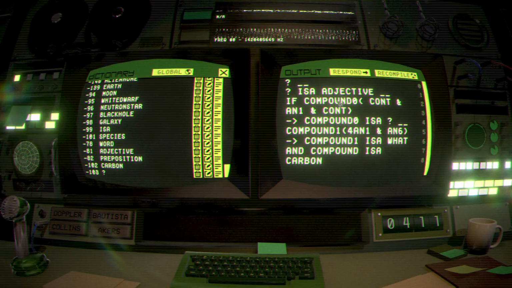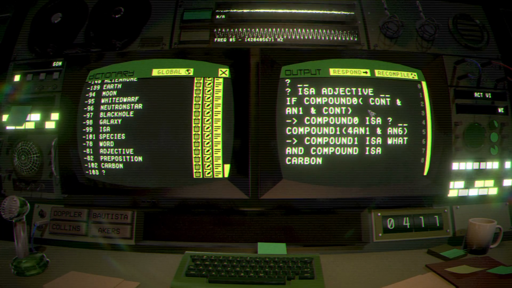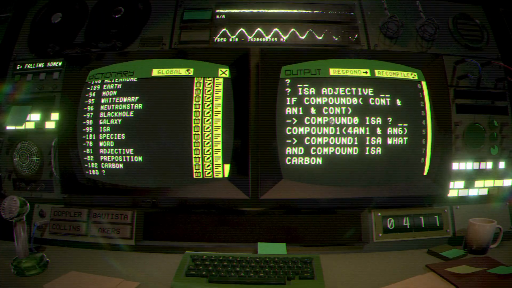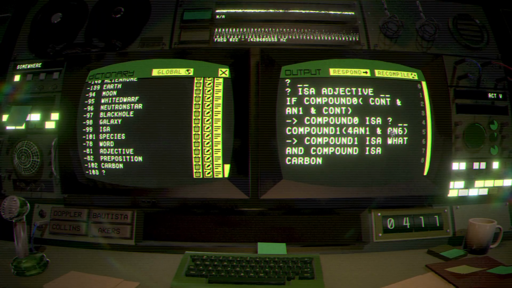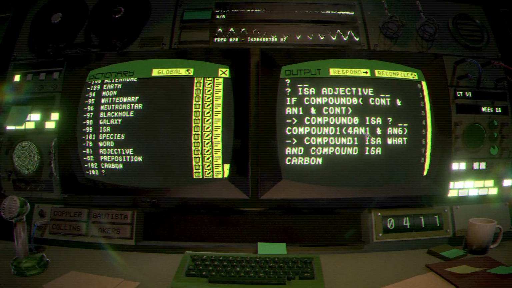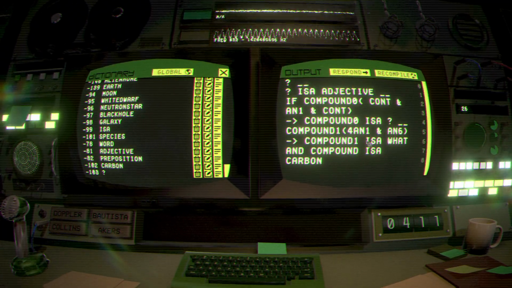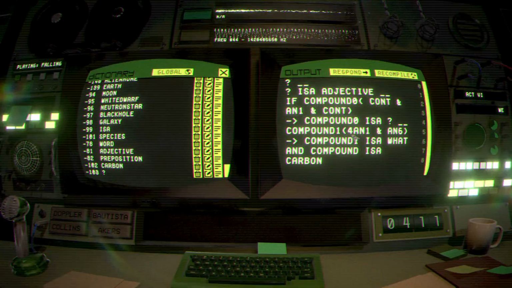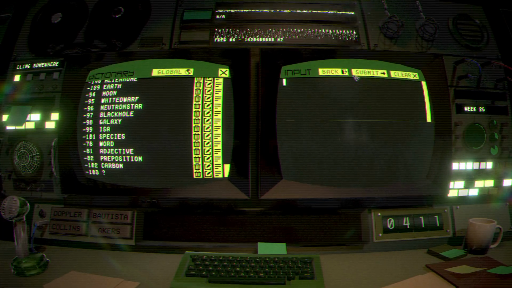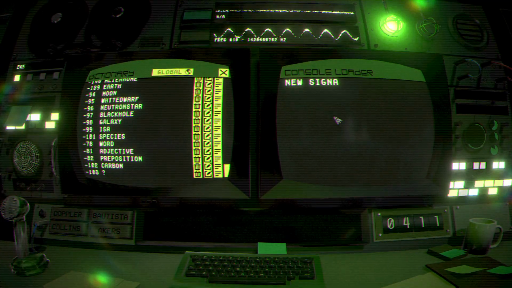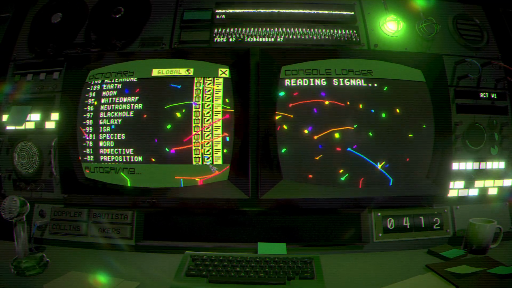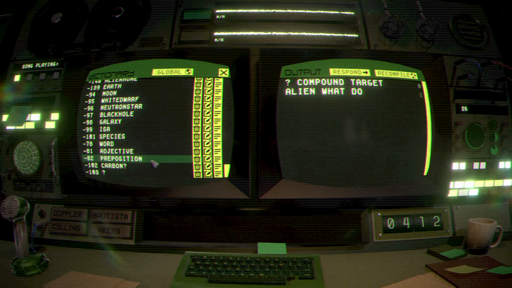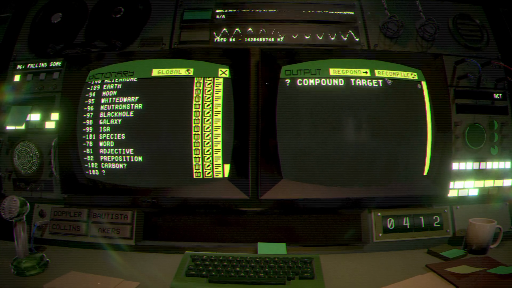Alright, something's an adjective. If compound 0 has a bunch of hydrogen, compound 0 is a question mark. So if compound 1 has hydrogen and carbon, then compound 1 is a what? And compound is a carbon. Then I guess it's a question mark and a carbon? So I feel like this answer is not carbon, but it's something else. Yes, might be a state of matter thing again, but I don't think that's correct.